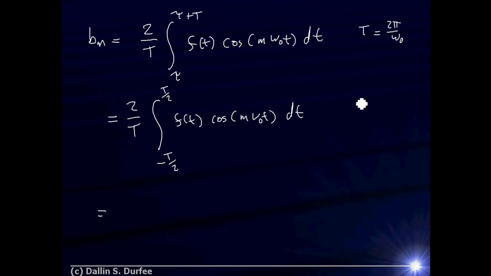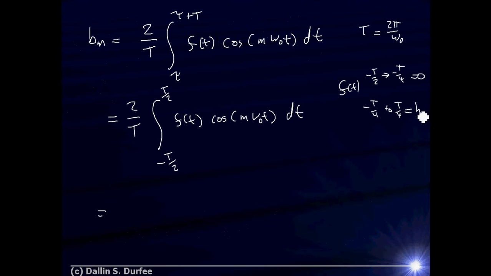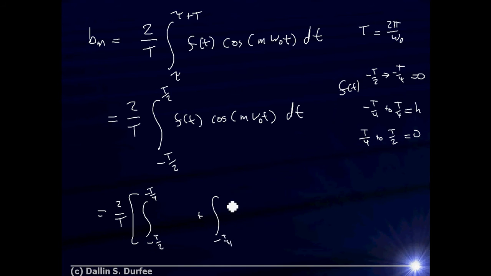So f of t from negative T over 2 to negative T over 4 is equal to 0. From negative T over 4 to T over 4, that's when it's at its full height, it's equal to H. And then from T over 4 to T over 2, it's equal to 0 again. So I'm going to break this integral up into 3 parts. I'm going to have the integral from negative T over 2 to negative T over 4, and then an integral from negative T over 4 to positive T over 4, and then the integral from T over 4 to T over 2.